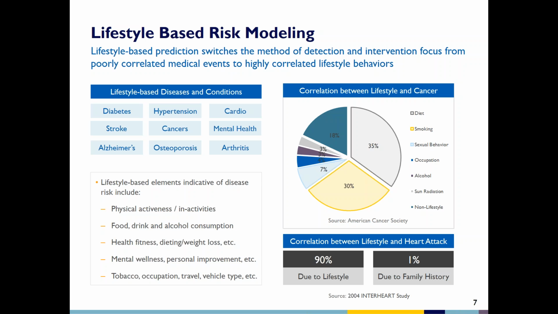If you look at cancer, and this is a study that was put out by the American Cancer Society, diet, smoking, sexual behavior, occupation, alcohol consumption, and your exposure to sun and radiation are directly correlated to the emergence of cancer in individuals. If you look at heart attacks and cardio, there's a strong correlation there as well.